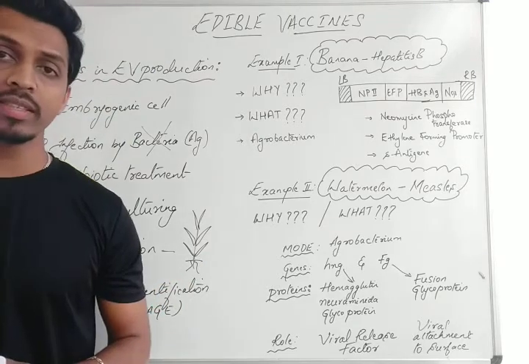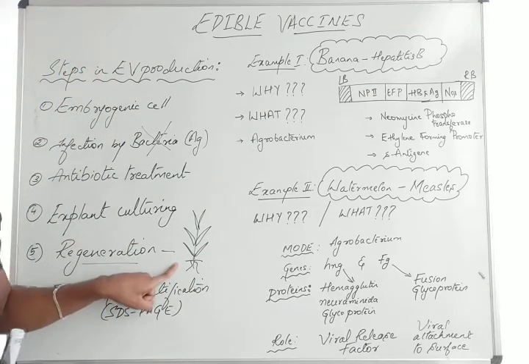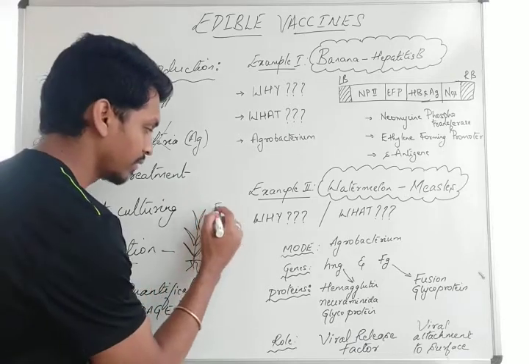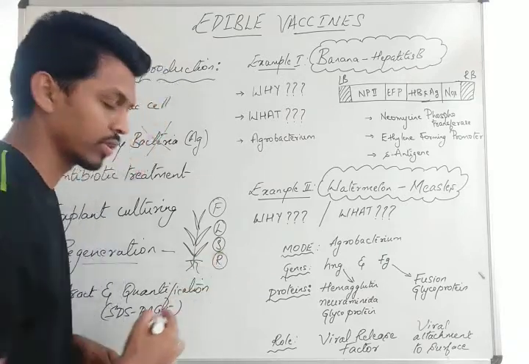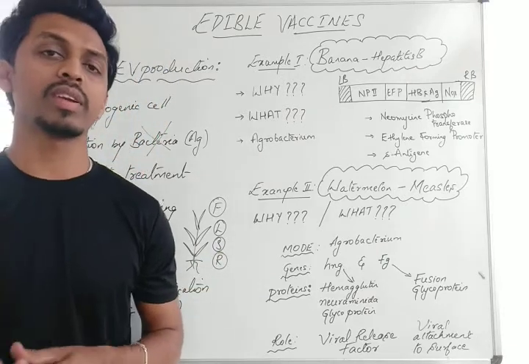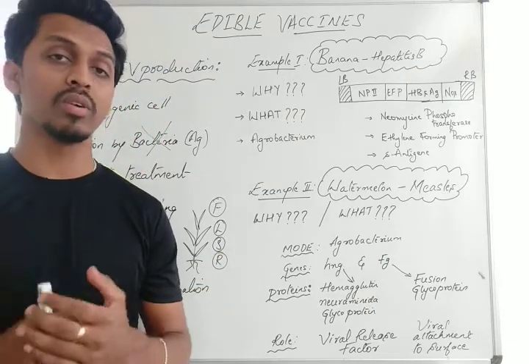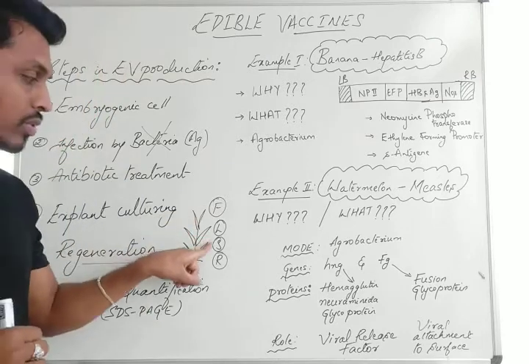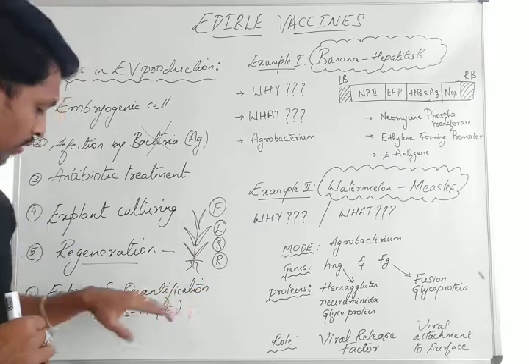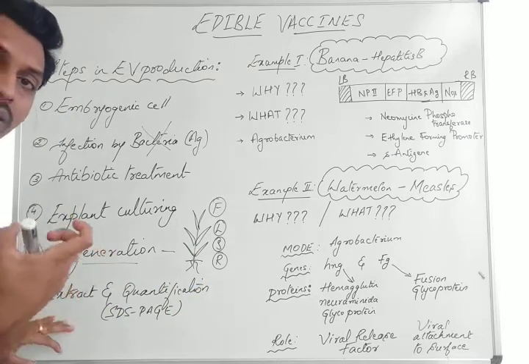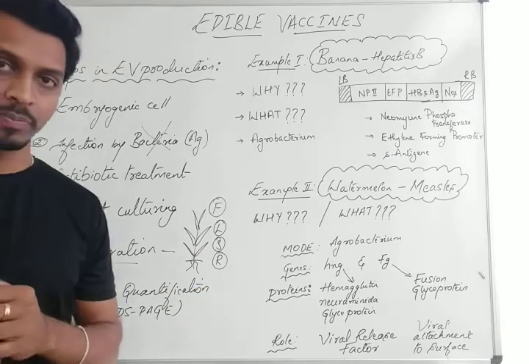This is considered as regeneration. Once I have got this regenerated plant, it may be the fruit, leaf, stem, root, whatever you are trying to eat in the edible or raw form, we'll take those components, either fruit, leaf, stem or roots. We'll go for extraction of the content and we'll go for quantification.